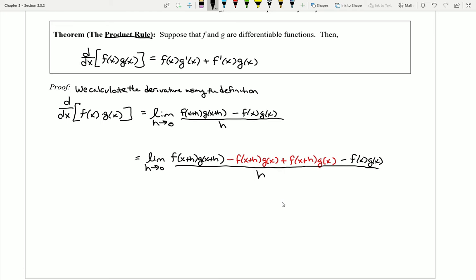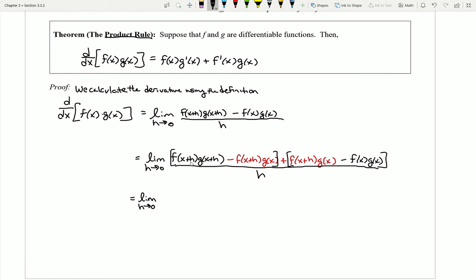Okay, so why in the world would I do that? What's the advantage of adding nothing? Well, if you take a look at what I'm able to do now, if I group together these first and second terms, and then these third and fourth terms, I could see that there are some things that I could begin to factor out.